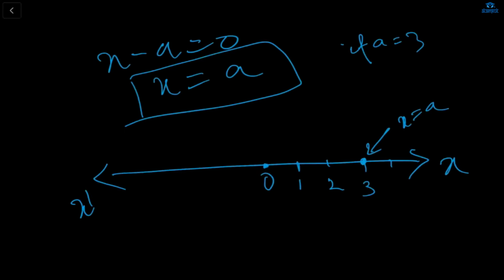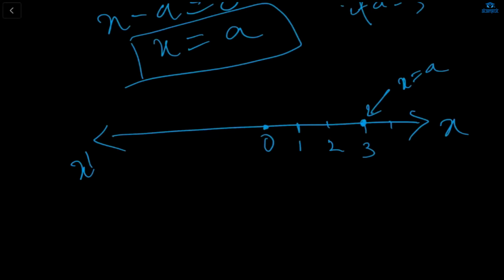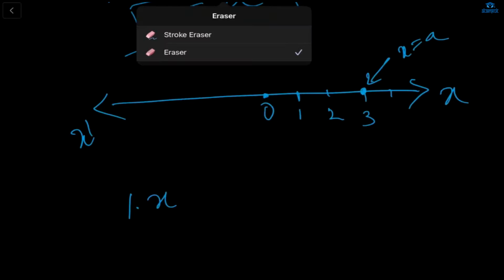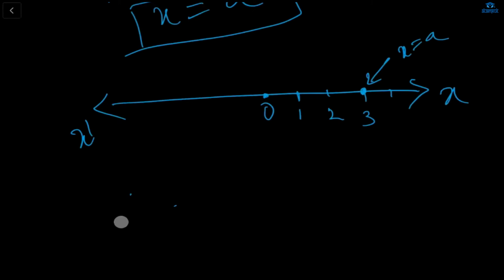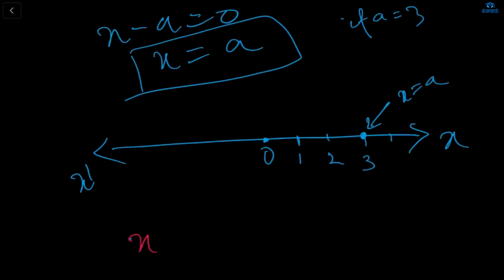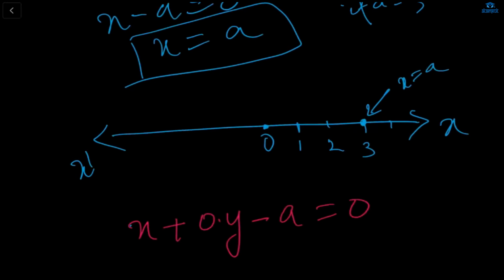Now how are you going to solve this equation in two variables? How are you going to plot the graph for the same equation in two variables? You are going to just change it as 1 dot x, or you can simply write 1x or only x, because everybody already knows that, x plus 0 dot y minus a is equal to 0. So this is for the two variables.